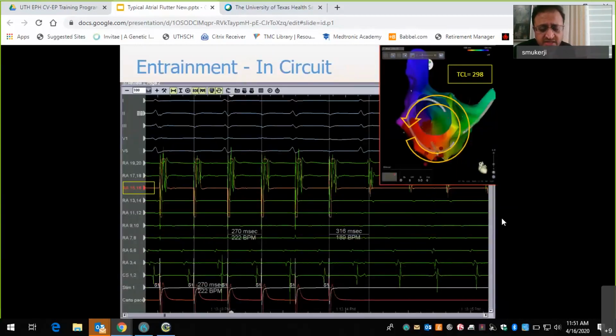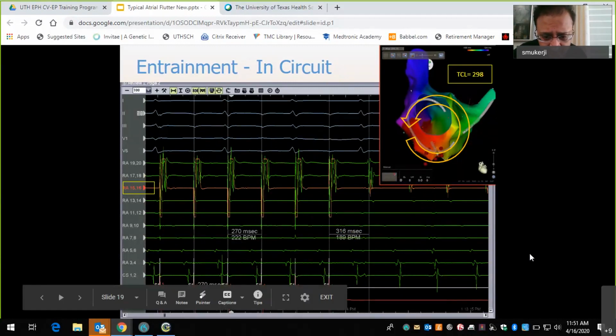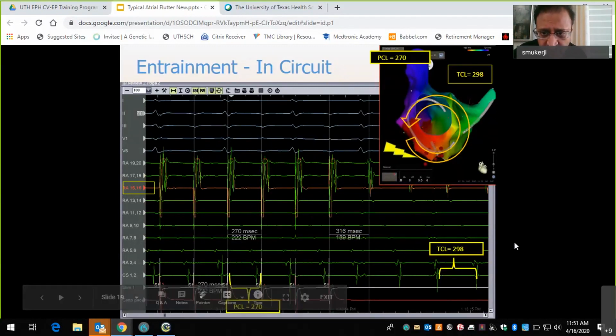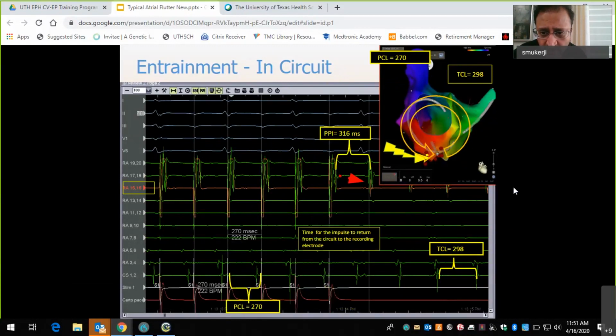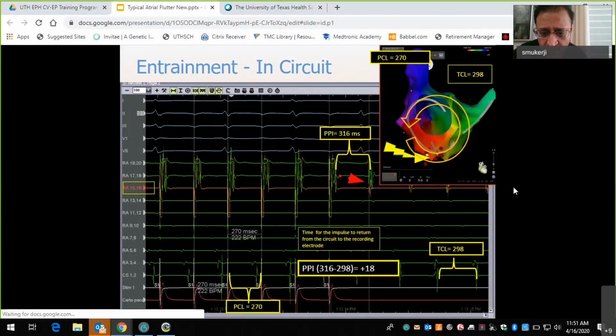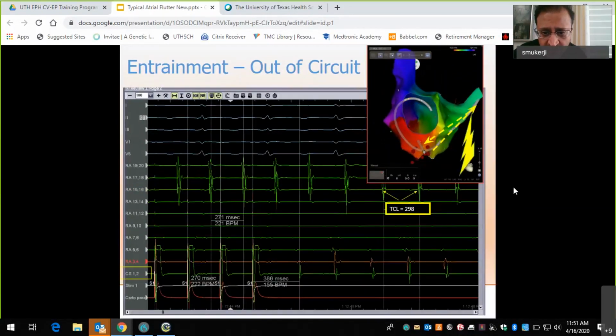So this is obviously a map in the EP lab of atrial flutter. As you can see, we have flutter going, and this is a nice animation of the directionality of a counterclockwise CTI flutter. Okay.